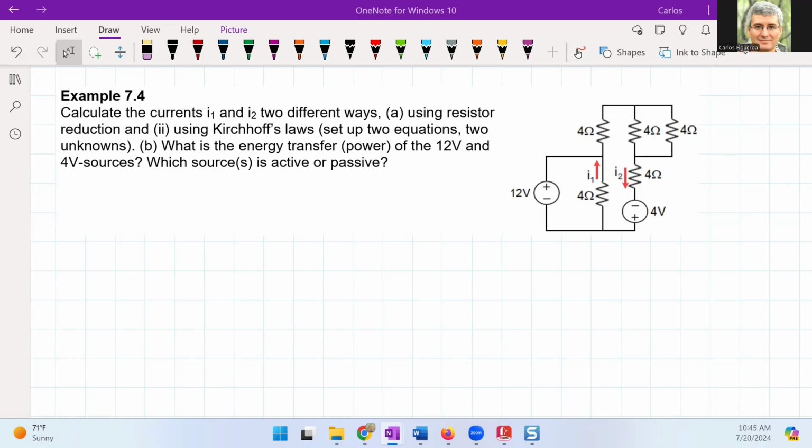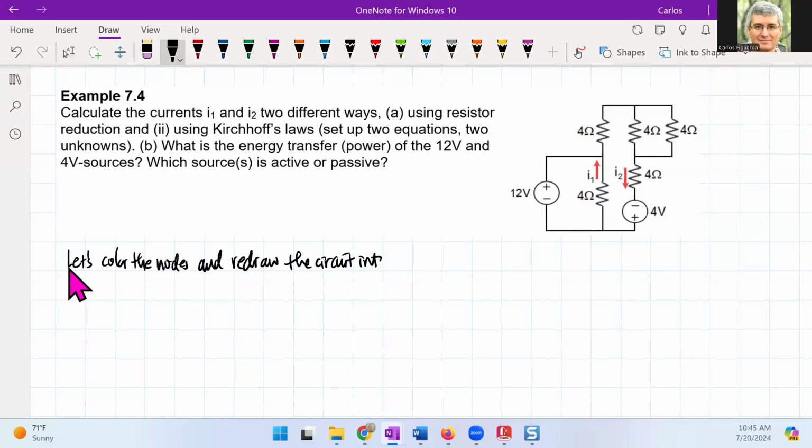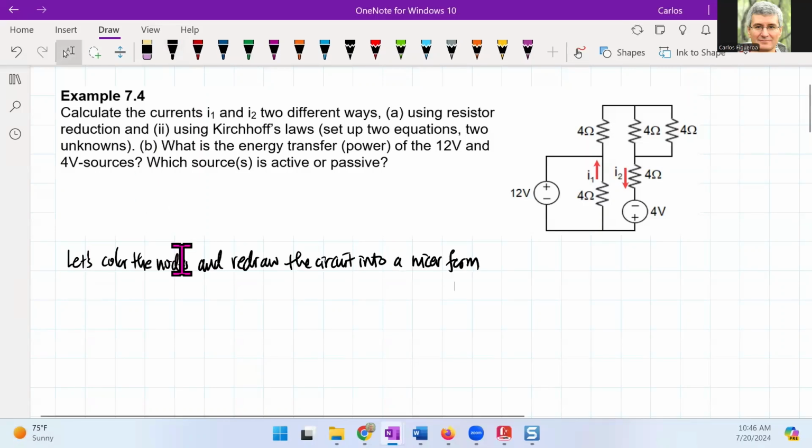So let's color the nodes and redraw it to make it easier to digest. So as always, let's color the nodes and redraw the circuit into a nicer form. So here's the original circuit right here.